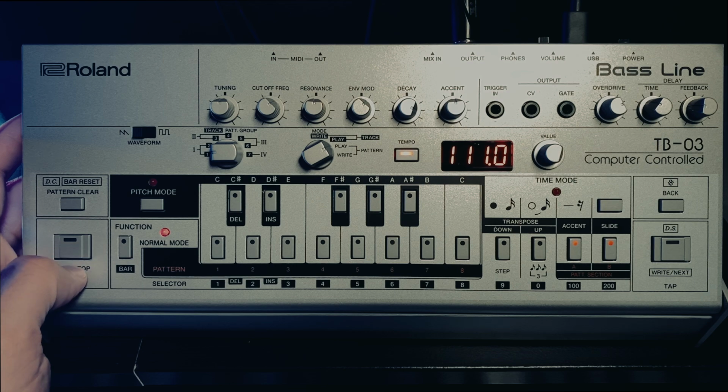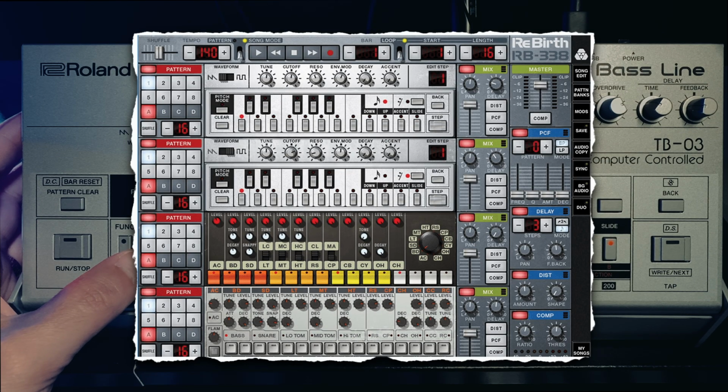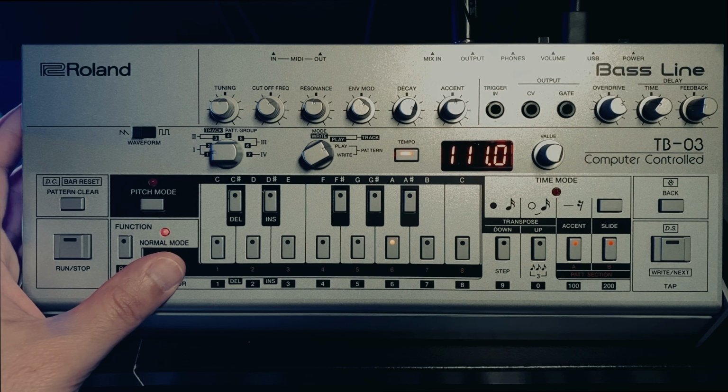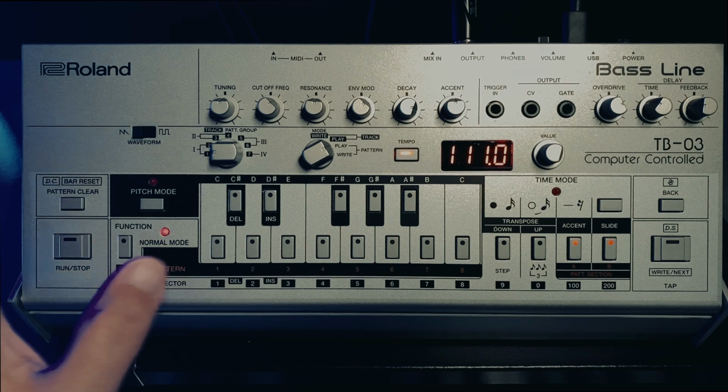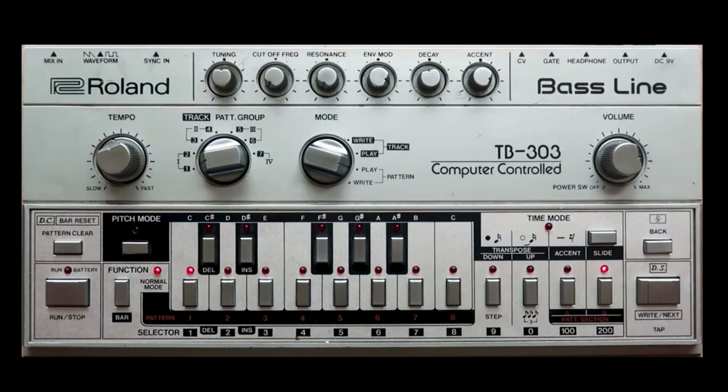I first got to know the TB-03 by the Swedish software Rebirth in the early 2000s. I had no idea where these acid sounds were coming from, but once I started to be more and more interested in electronic music, I got to know a little bit about the story of this little machine, or its original embodiment, its older brother, the TB-303 Bassline.